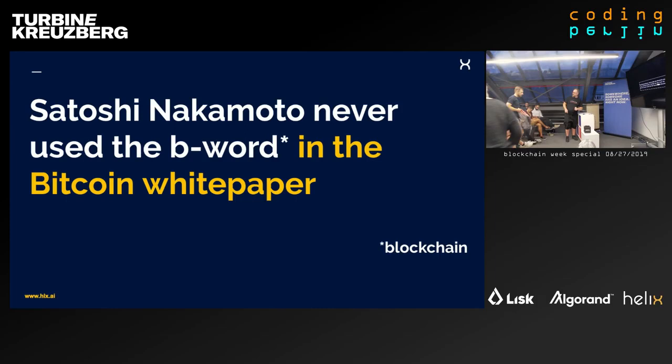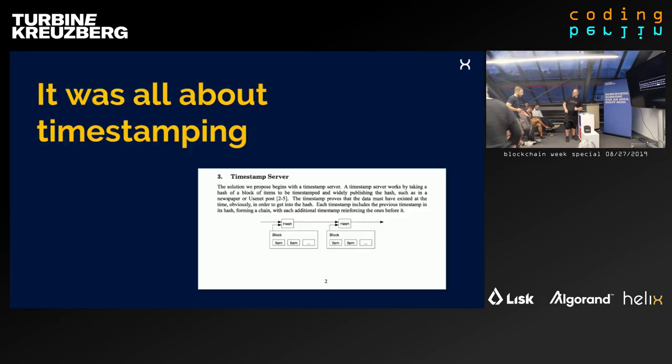If you remember, Satoshi Nakamoto never actually used the B word, the blockchain word, in the Bitcoin white paper. It was actually introduced later on, and what he actually called this thing was a timestamp server. So he explicitly writes there, the solution for the electronic cash begins with a timestamping server. And this is actually the initial point to depart from.